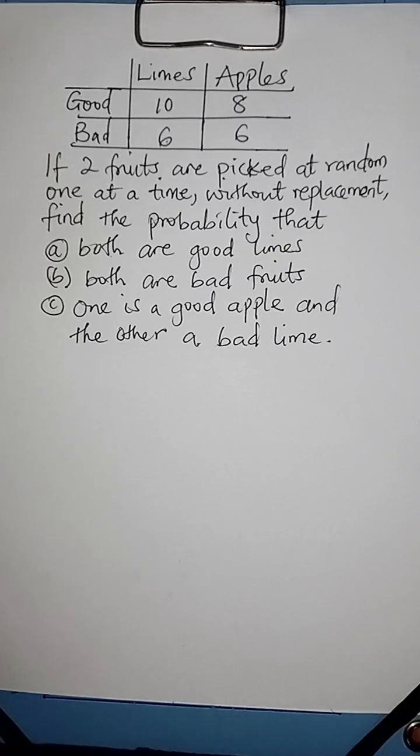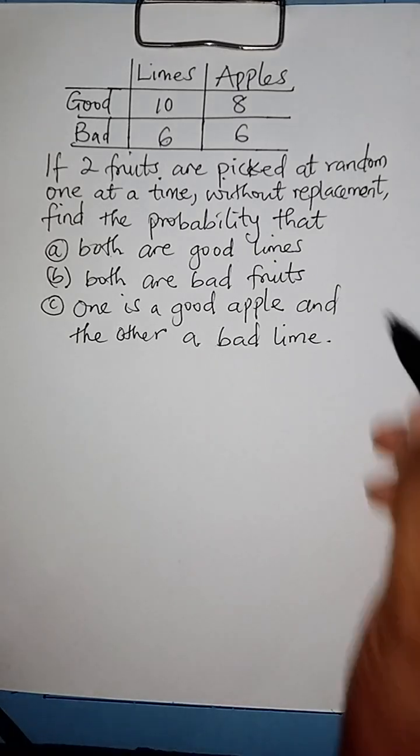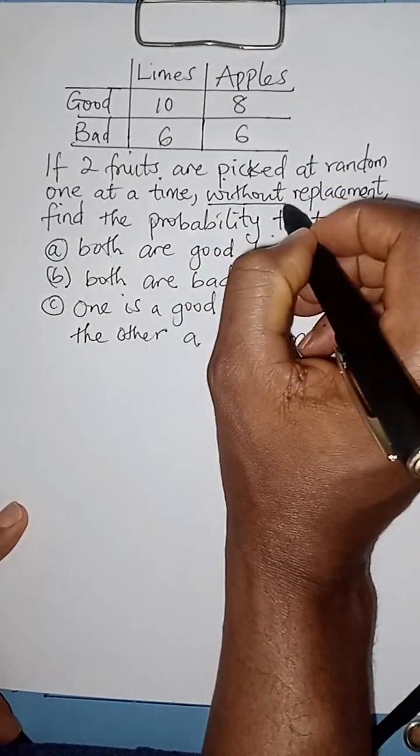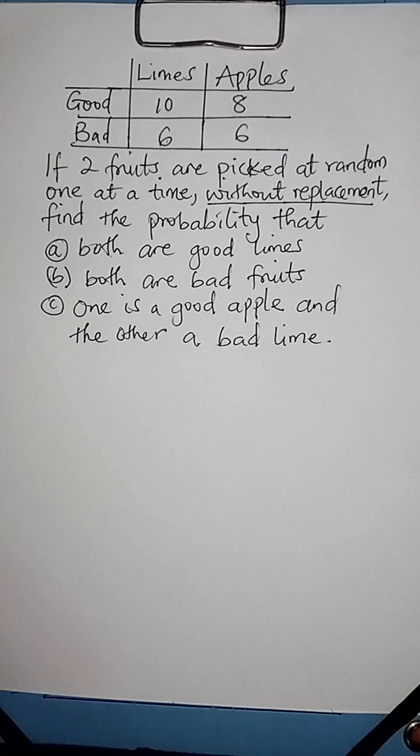Here's an interesting question. Take note of this phrase: without replacement. Now, sometimes in a probability question, you may be told with replacement. With replacement means that the number of possible outcomes will not change. But here, the number of possible outcomes is going to change. Probability has a formula. The formula is number of required outcomes divided by number of possible outcomes.